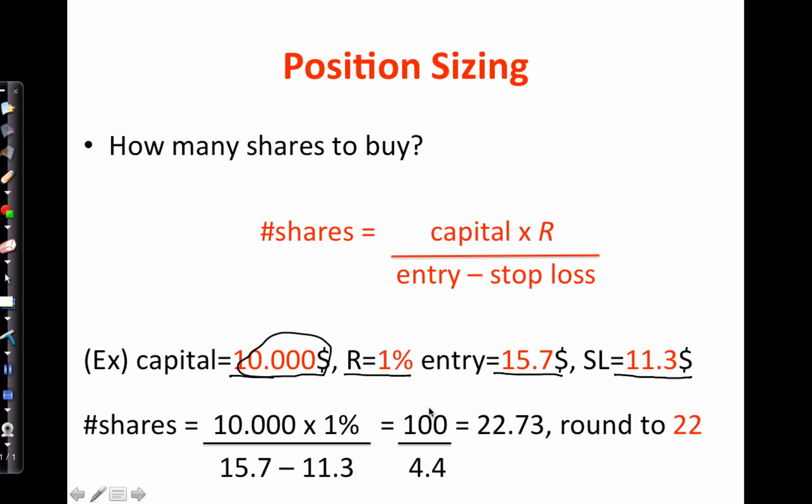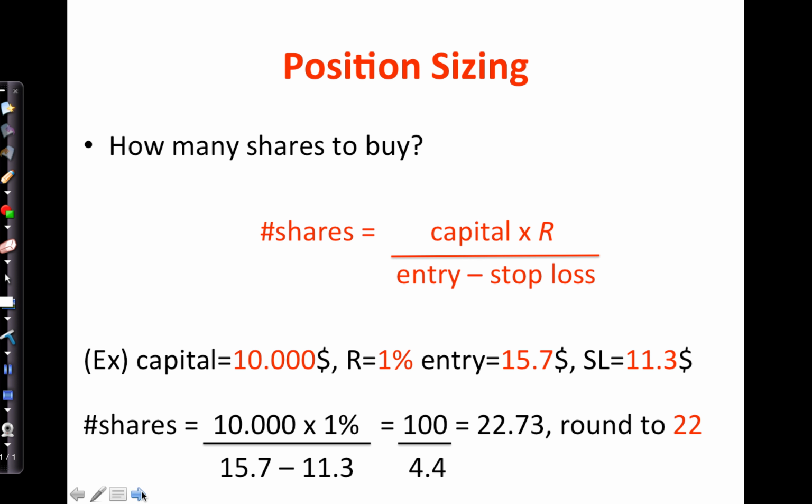And if then you compute how much you are risking, you have 4.4 times 22, and this is $96.8, right? That is less than your $100 maximum risk. So without considering commissions, the theoretical loss that you have if these trades hit stop loss when you buy 22 shares is $96.8.